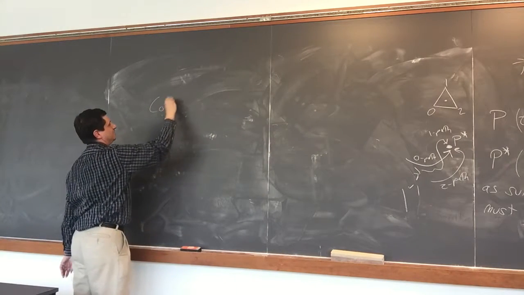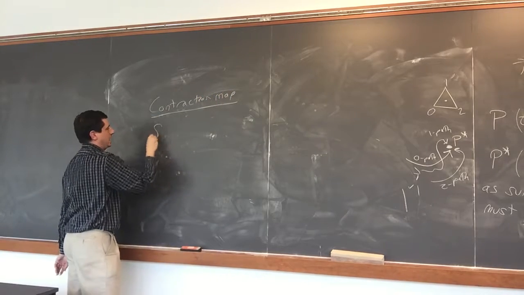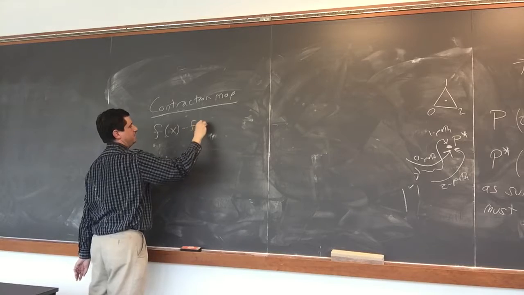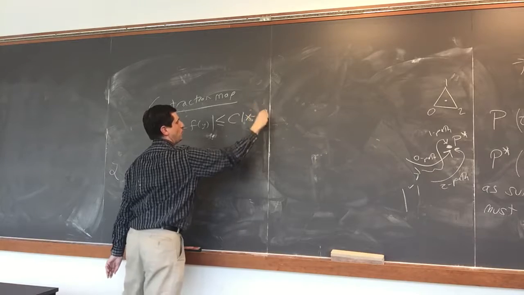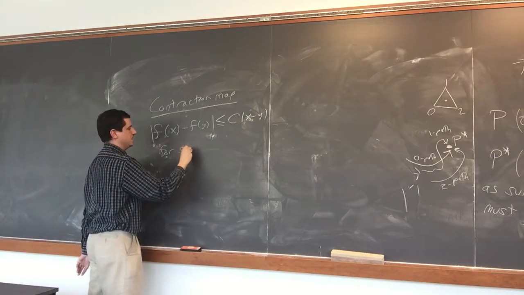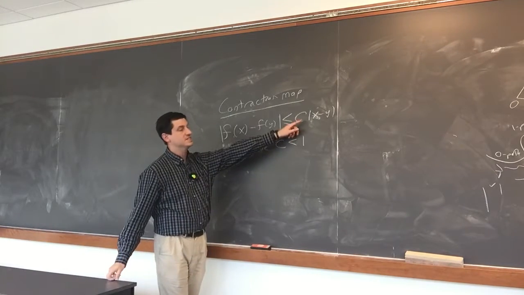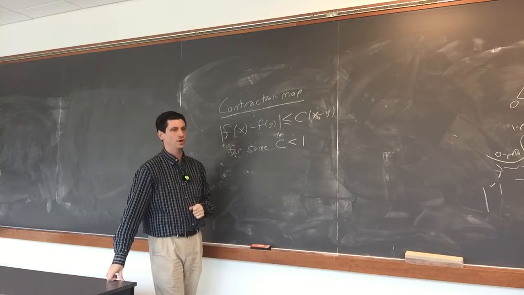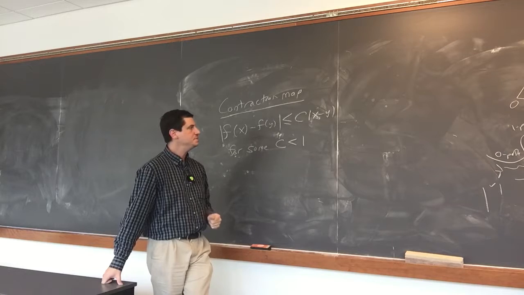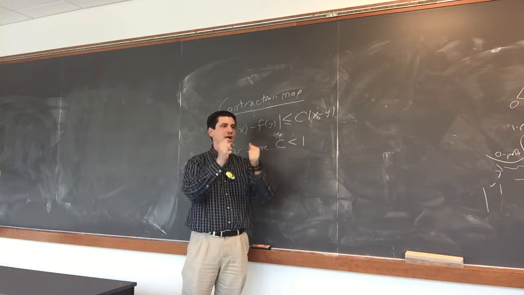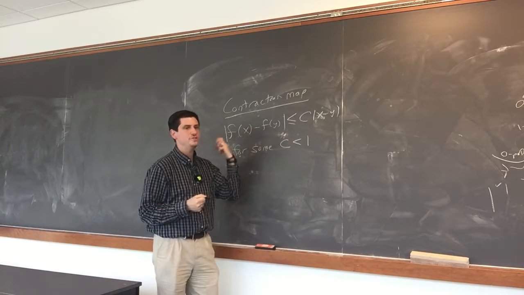So contraction map. So |f(x) - f(y)| is less than or equal to c|x - y| for some c strictly less than 1. So it's very important that the c is independent of x and y, and it's strictly less than 1. It's not enough to say that it's strictly less than 1 for each pair. So what this means is if you take 2 points and you apply your map, you get closer. And it turns out every contraction map has a fixed point.